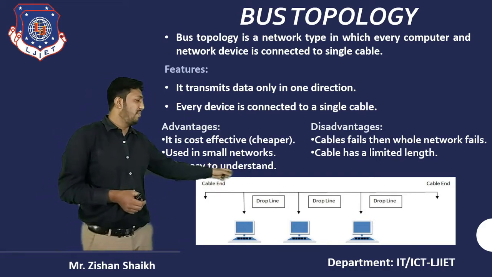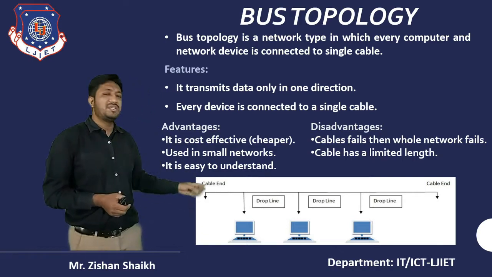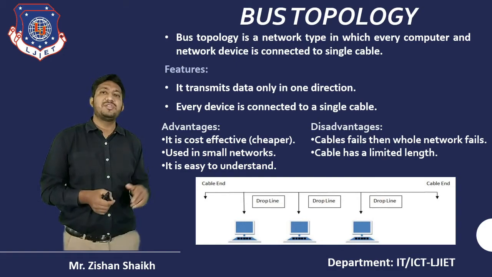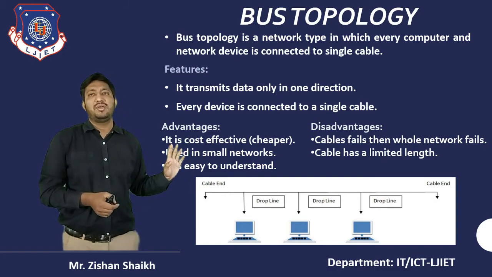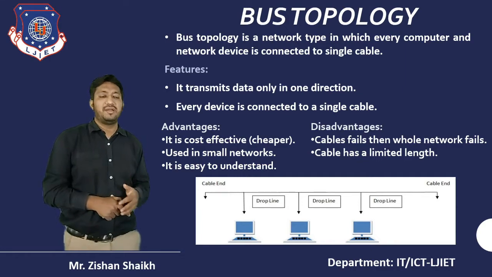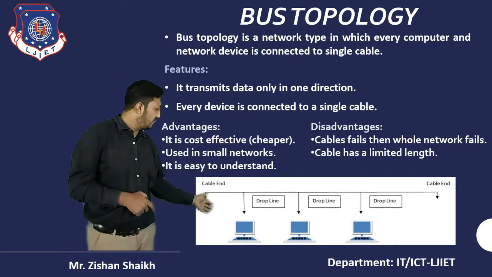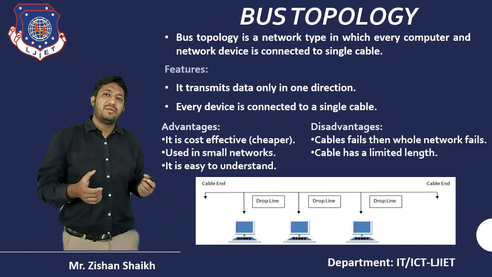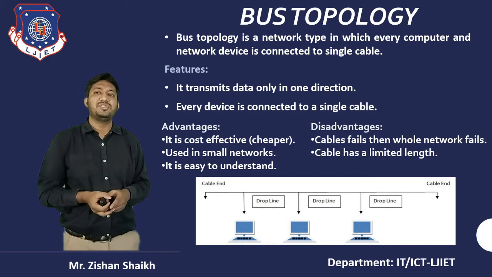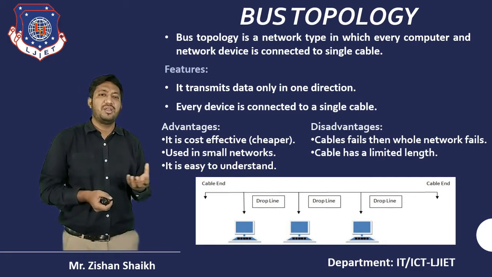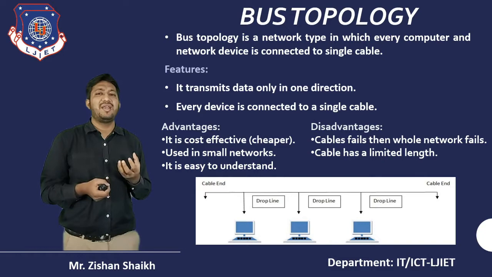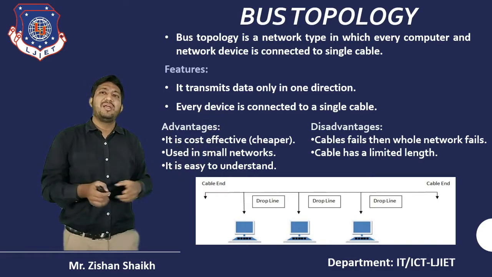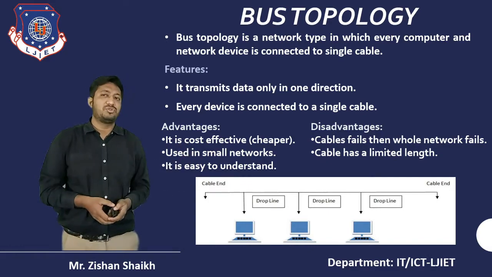But what are the disadvantages? If my cable fails, then the entire network will go down. It is all about the cable here. If the cable length is limited, then the network cannot be expanded. If the cable fails, our whole network will be down. Still, we can use this type of topology in small offices and homes, where the number of devices is small and the geographical area is smaller.